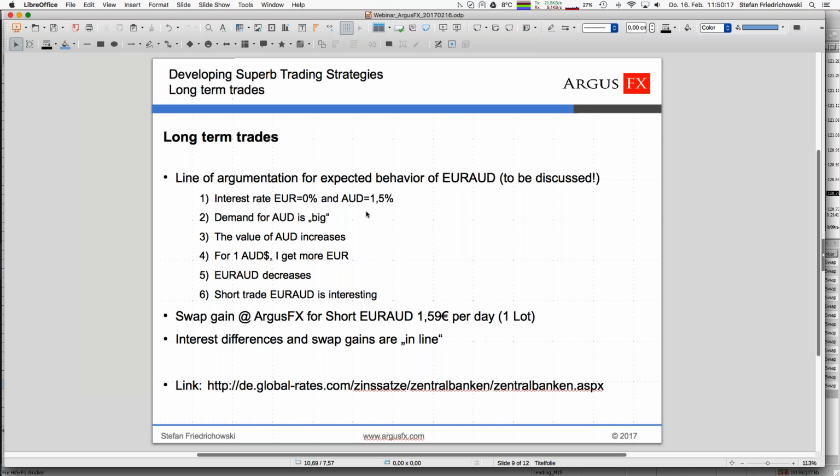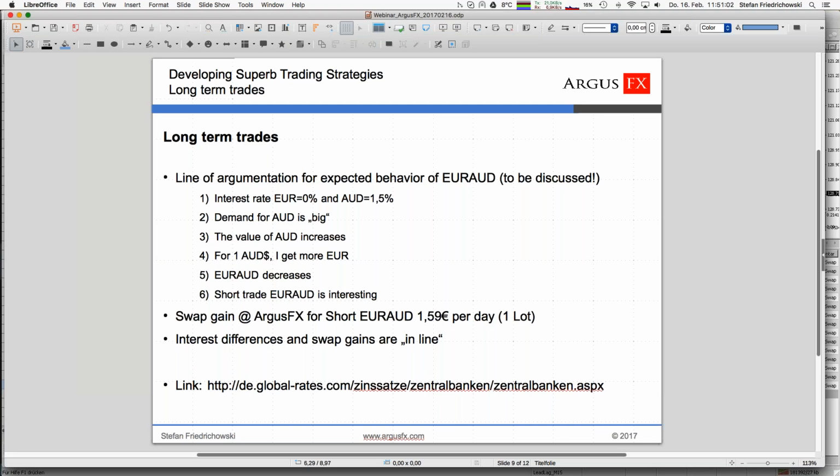So if I have that situation, then there would be a demand for Australian dollar, because it's nice to invest in Australian dollar, because there I would get money on my bank account if I had money on that account. Therefore, there is a higher demand for the Australian dollar. If there's a higher demand, then the value of the Australian dollar would increase. As always, that's the normal market rule. So demand is high, prices go up, or the value of that thing increases.